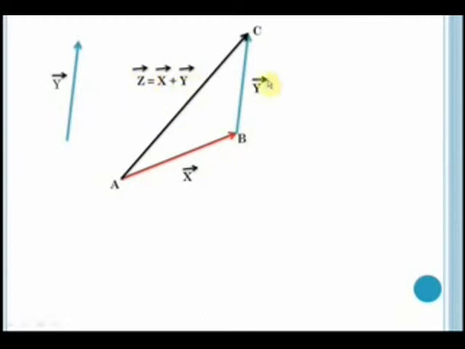Thus, to add two vectors x and y, what we do is we first draw the vector x, then with the end point of vector x as the starting point, we draw another vector y, and we join the initial point of vector x with the end point of vector y to get the resultant vector x plus y.